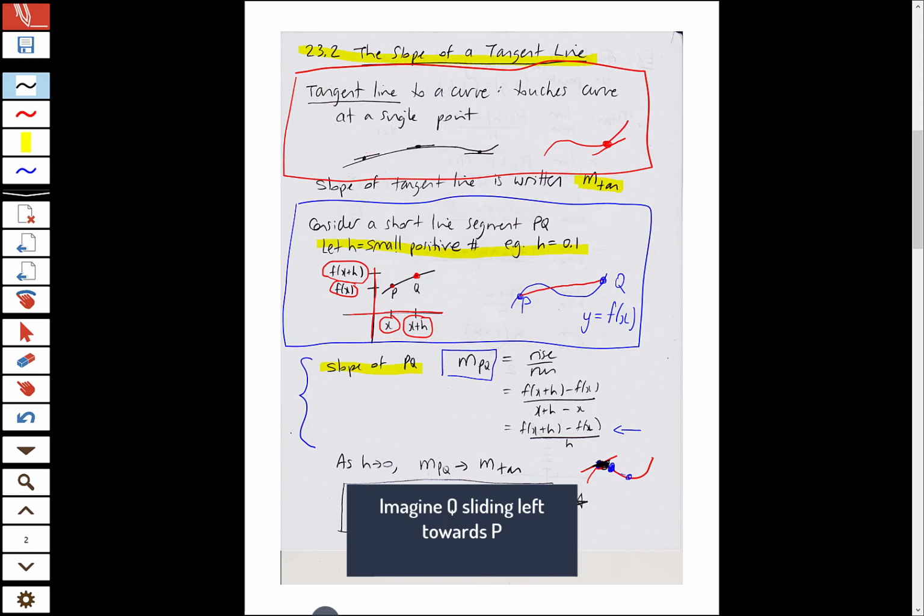So formally what we're saying is that as h goes to 0, remember h is this small positive number that really represents the difference in the x coordinates between P and Q. So as h goes to 0, that's like saying as Q slides over closer and closer to P, then the slope of PQ is going to approach the slope of the tangent line.